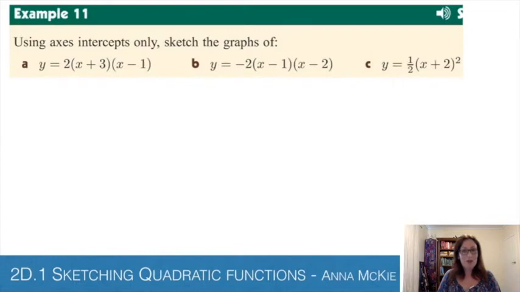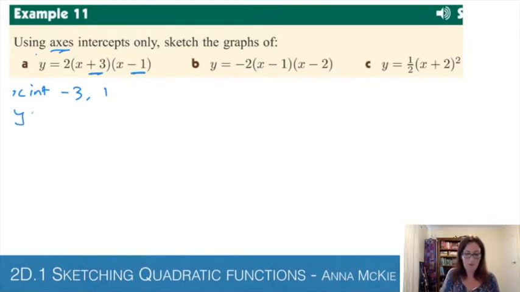Okay, doing some examples here. We've got 3 here and 1 more. It's asking us to use axis intercepts only to sketch the graphs of this, so not a table of values or anything like that. So how do you set this out? The x-intercept, well, we can see from the factors here. So using your null factor law, hopefully you know that the x-intercepts would be -3 and +1, so changing signs there.